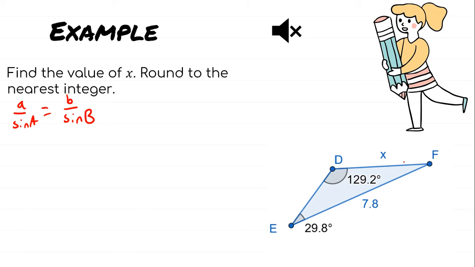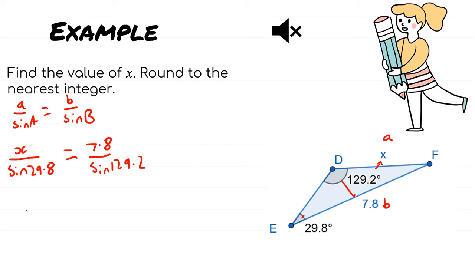We've got this side here that we want. So I suggest we call this x that we're trying to find the A side. So sine A would be sine of this angle, because this angle is opposite the x. So that's going to be sine 29.8. B would just be the other side that we know about, 7.8. And then sine 129.2, because that's opposite this side.